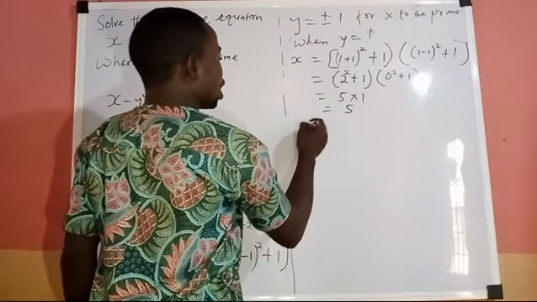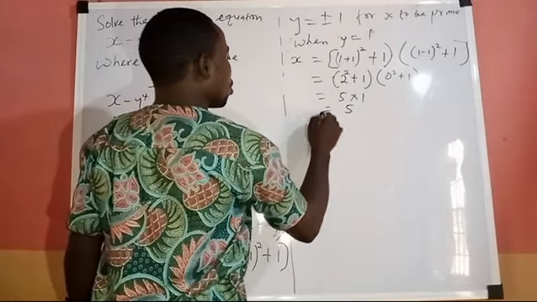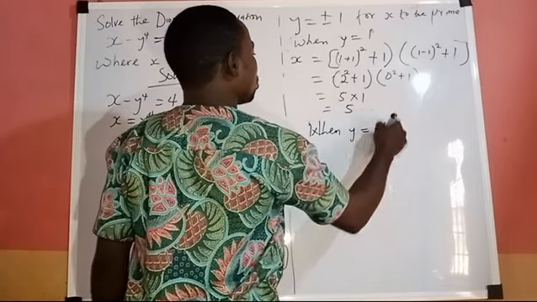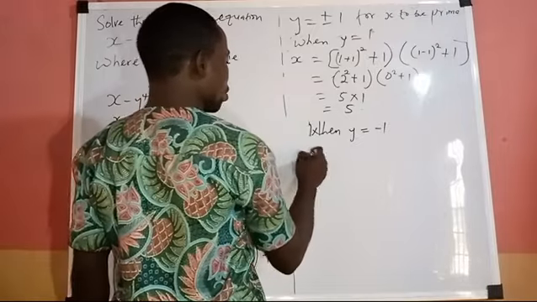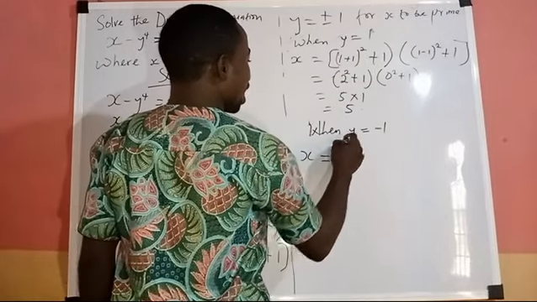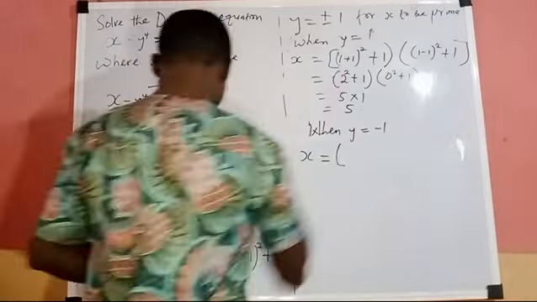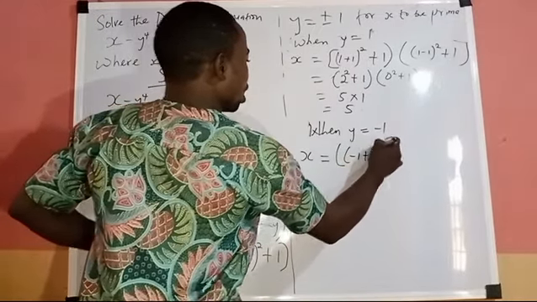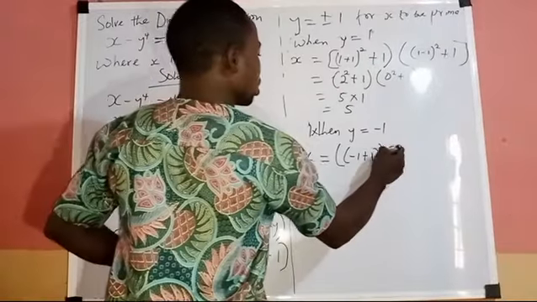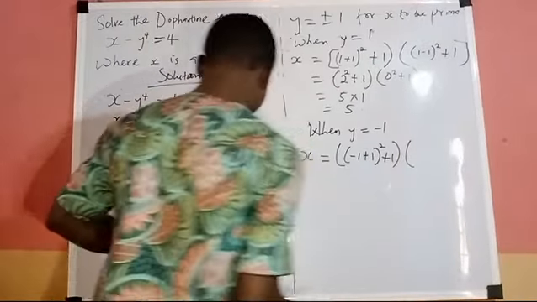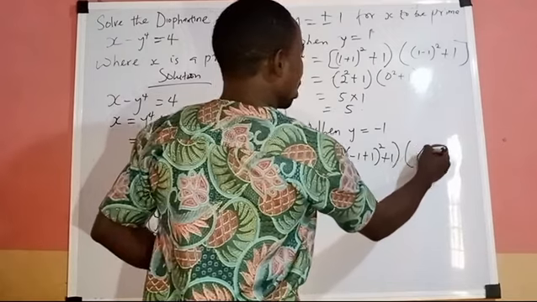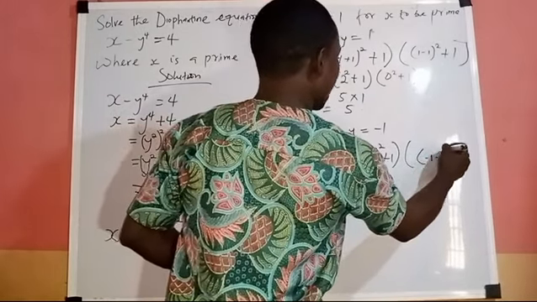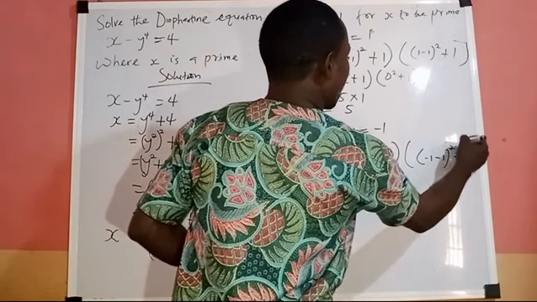Now let's check for when y is equal to minus 1, and find the value of x. So what we do is we write this, our x will now be equal to, so putting it right here, we have minus 1 plus 1, that's squared, and then plus the other one. We close this bracket, open the next one. So this is our minus 1 minus 1 squared plus 1.